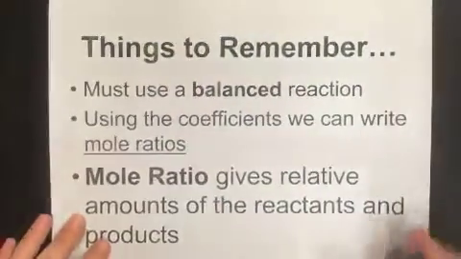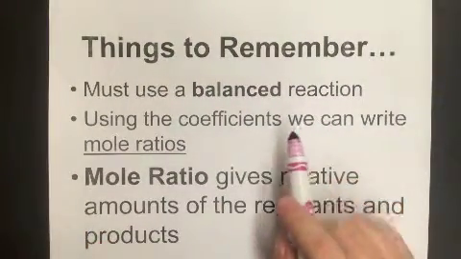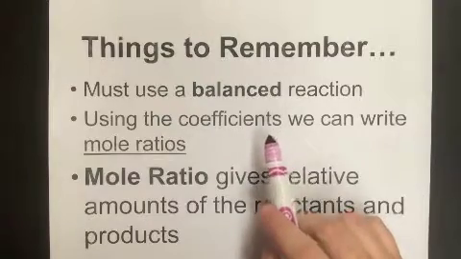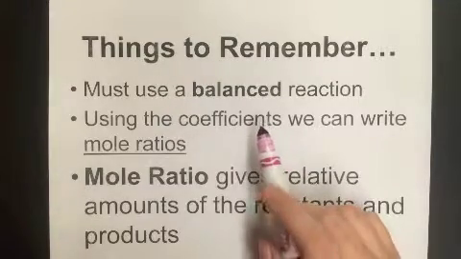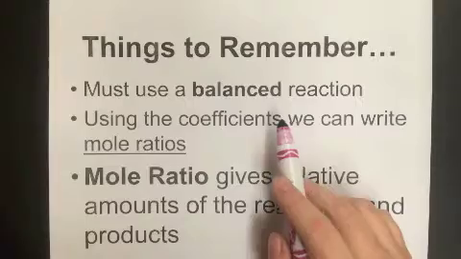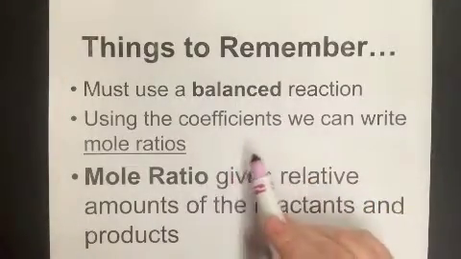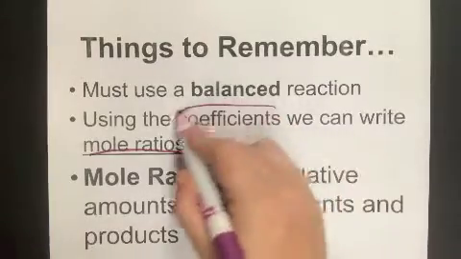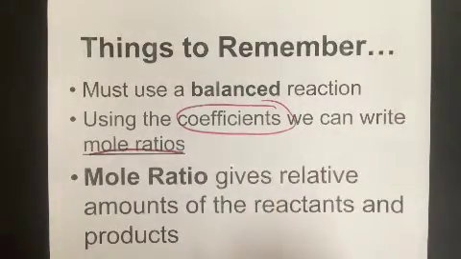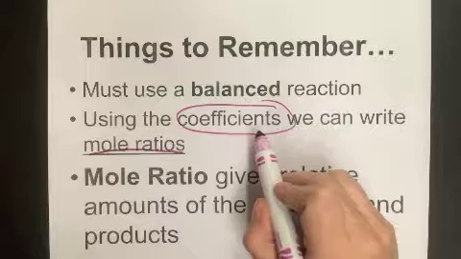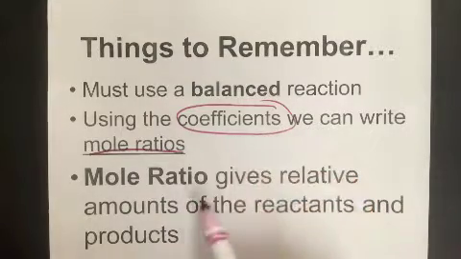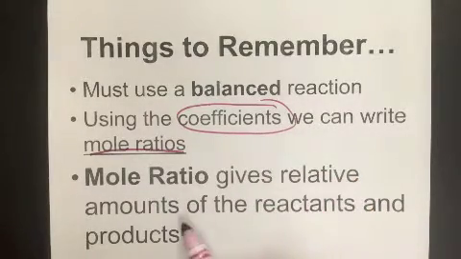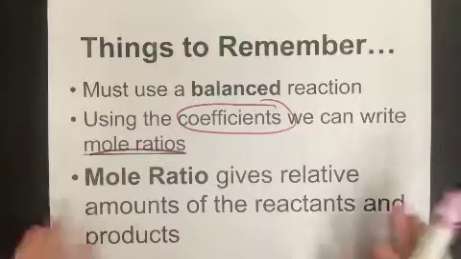A couple things to remember: first, you must have a balanced chemical reaction. For the notes and also for your tests, you'll always be given a balanced equation already, so that will be done for you. With the balanced reaction, you're able to do what's called a mole ratio, simply by looking at the coefficients given in the problem. Remember that coefficients are the big numbers out in front of the chemicals. The mole ratio gives you the relative amounts of reactants versus products.